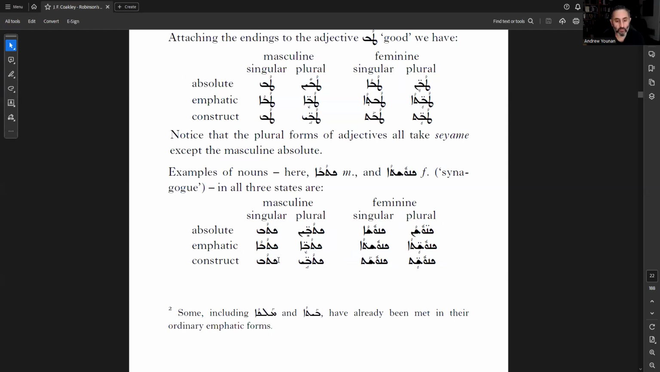The construct state, the book of, let me say the book of the king. The book of the king is Kthau Melka. So Kthawa Dmelka becomes Kthau Melka. The books of the king, Kthawe Dmelka, becomes Kthawe Melka. The assembly of the synagogue of the city, Knushta Damvita, becomes Knushath Mvita. Knushath Mvita, so feminine, that's how it works.